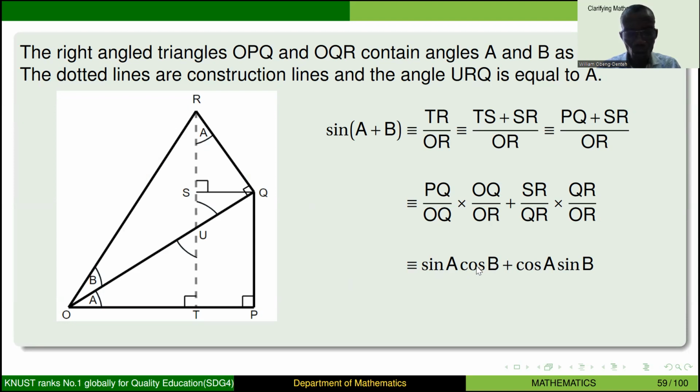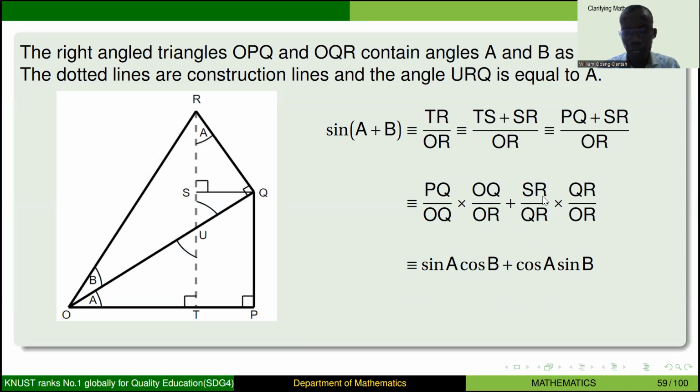Now for our cos B, we are moving on. So we are looking for our cos B. Now come here. Look at our cos B. So our cos B will be adjacent over hypotenuse. So our adjacent is OQ over our OR. So adjacent OQ over hypotenuse OR. So that gives us our cos B. So the whole of this gives us sine A cos B. Now we want to move on.